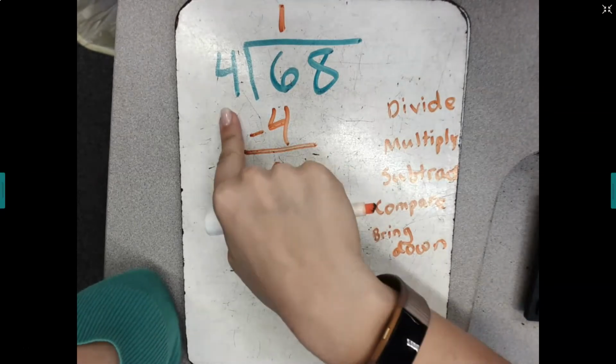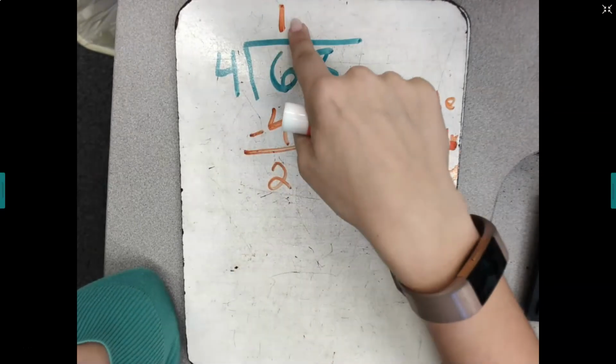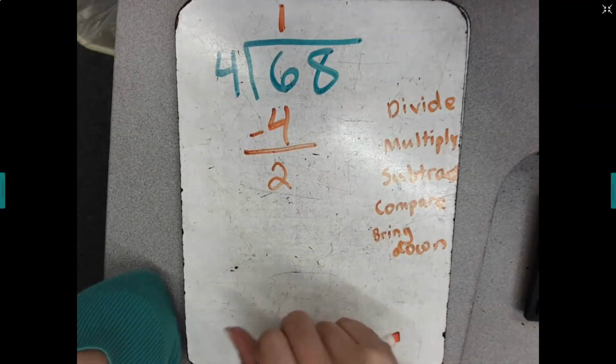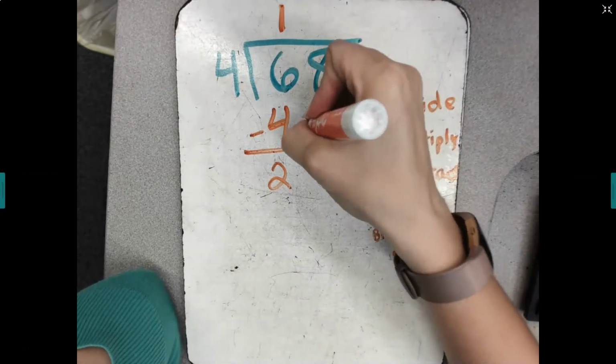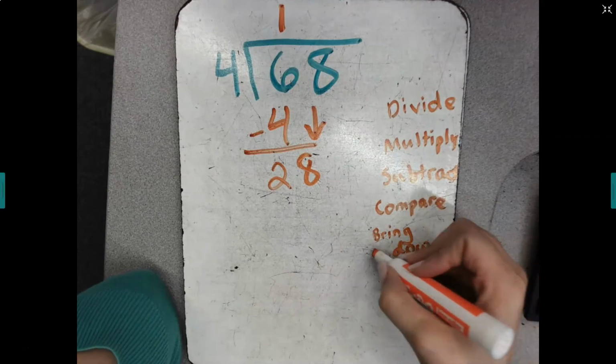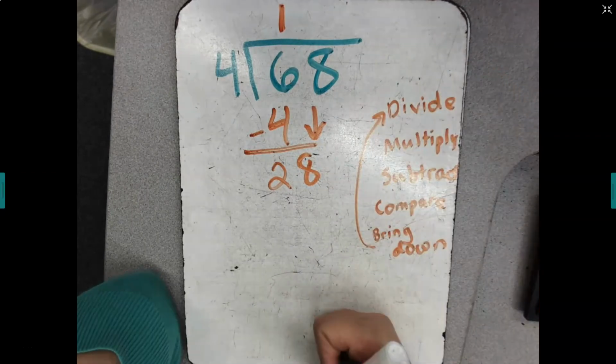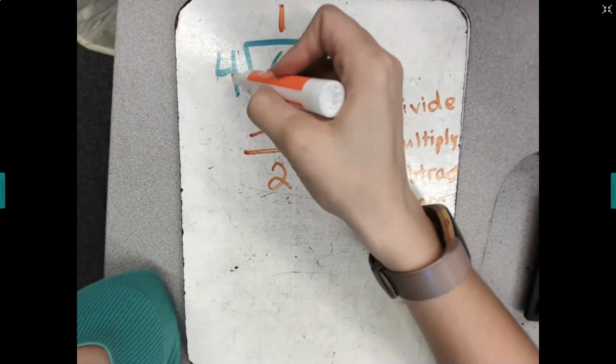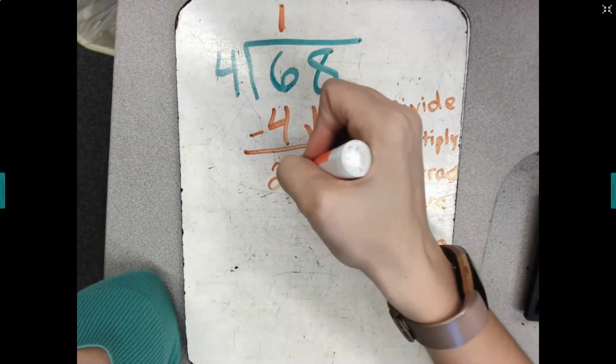Compare. 2 is less than 4. That lets me know that I made the correct number of groups. And then bring down the 8. Once I get here, I start back over. Now I'm thinking, how many groups of 4 can I make from 28?